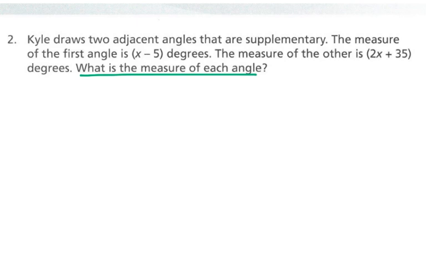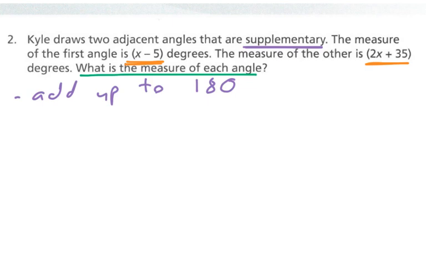So that means we're going to be finding two different answers. They want to know both of these. Now, it also says that the angles are supplementary. Now, if it's supplementary, that means that they add up to what? To 180. Now let's look at what else we know. We know that the first angle is x minus 5. The measure of the other angle is 2x plus 35.